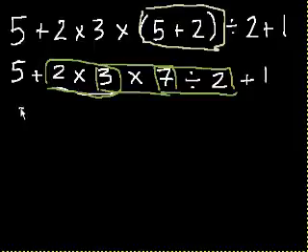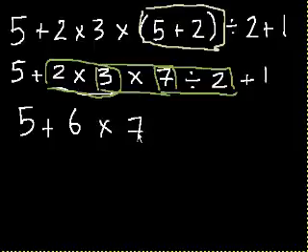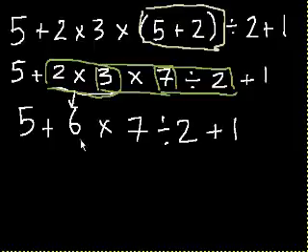So if we go left to right, we get 5 plus, what's 2 times 3? It's 6, times 7 divided by 2 plus 1, right? The 2 times 3 just equals 6. That's all we did. So now we have 6 times 7 divided by 2, right? We do the addition last. So once again, we can do it in any order we want. Let's just go left to right, because I think that's the convention.